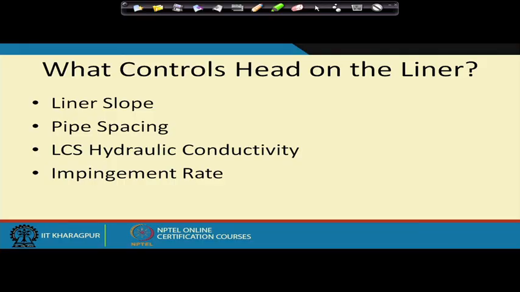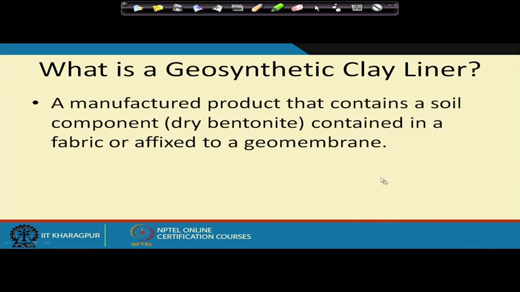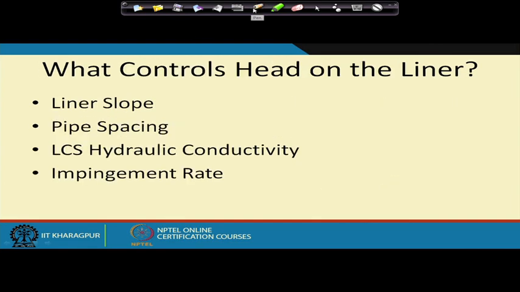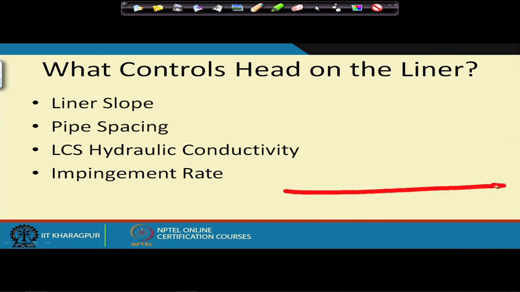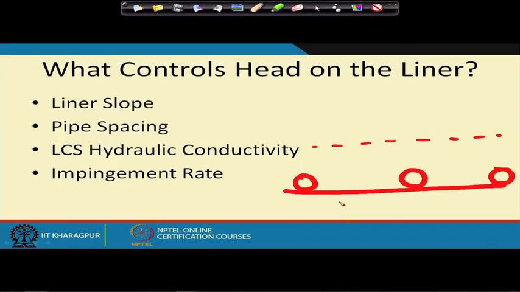Because if we are looking at, say, one section, a part of the landfill at the bottom, and we have one pipe here, one pipe here, if we have more space between the pipes, there is more tendency of the water to pond. If there is less space between the pipes, water will actually go away quickly. So more pipes, less head, which is kind of obvious. Liner slope, in terms of the slope, also lets the water come in.